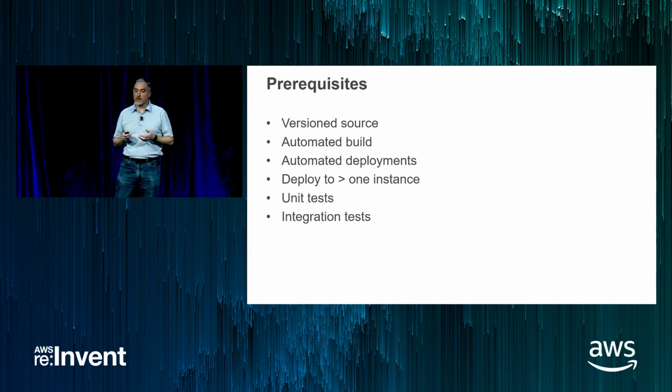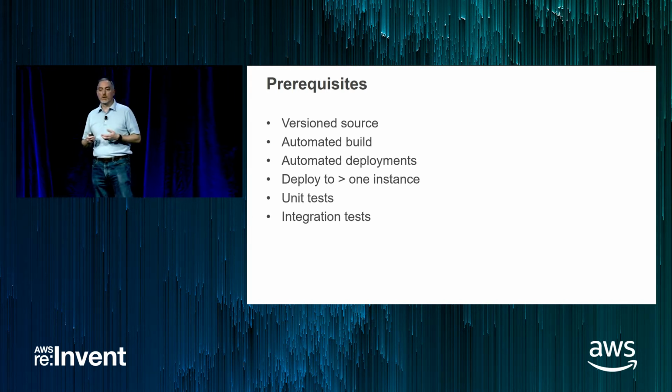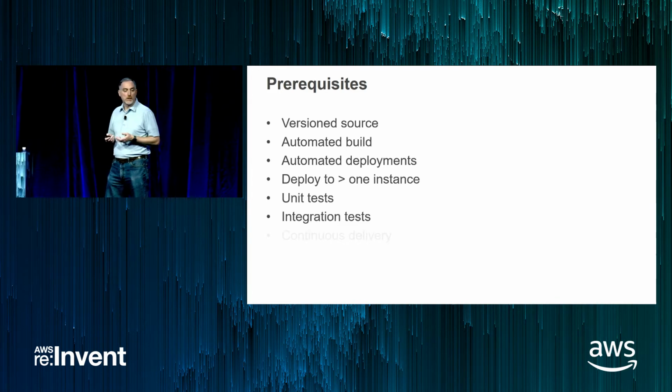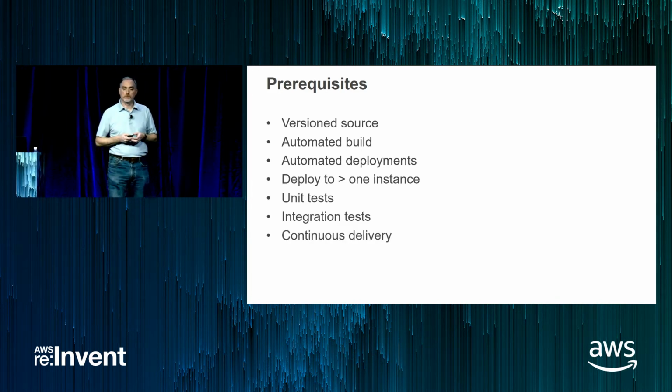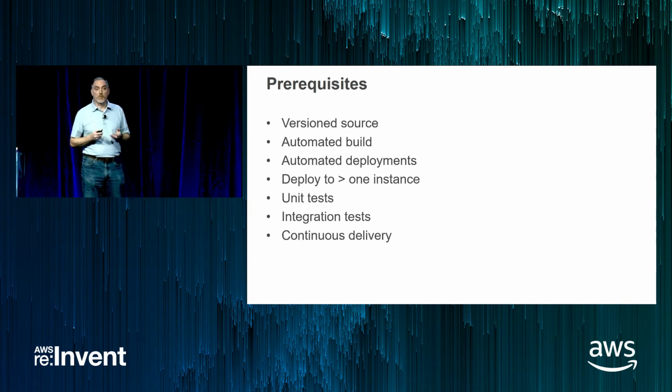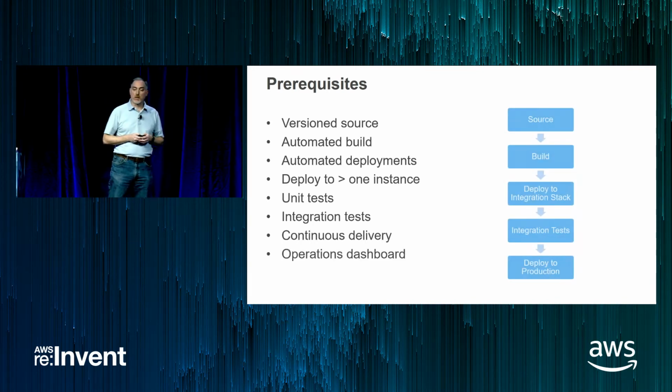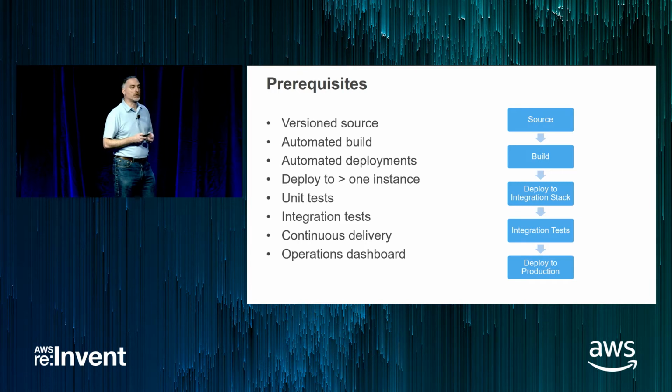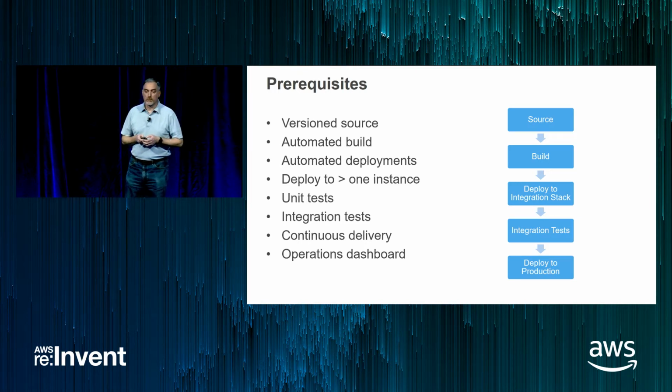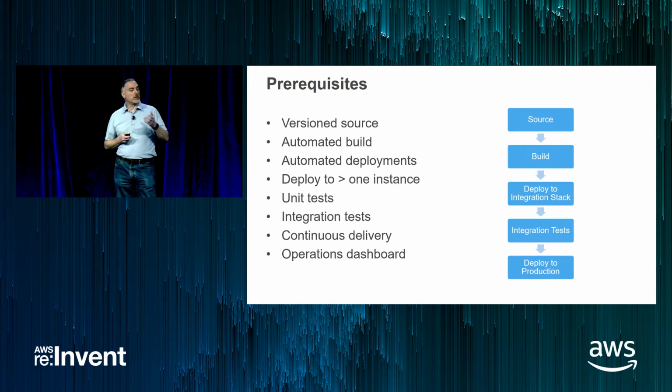You've then tied this all together with either a homegrown script or an off-the-shelf product to create a pipeline. In addition, you've set up some operational dashboards so that you can monitor the health of your production environment. In the end, this means your automated process, your pipeline, would look something like this.